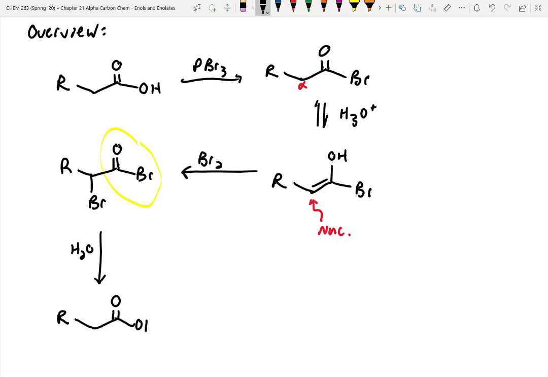But the benefit to this is that the bromine on the other position is going to stay put. Conversely, you can react this with an alcohol rather than water, and you can end up making an alpha halogenated ester. So really, this is the exact same hydrolysis type mechanism we saw in our carboxylic acid derivatives chapter.